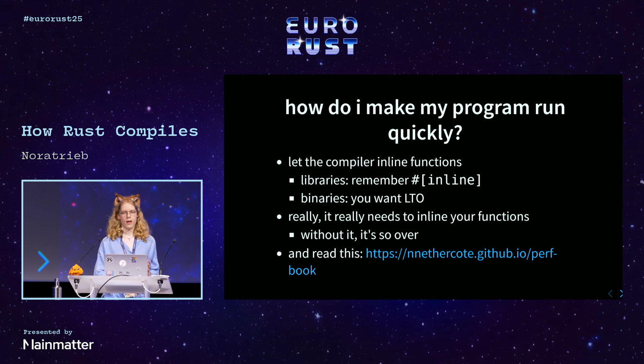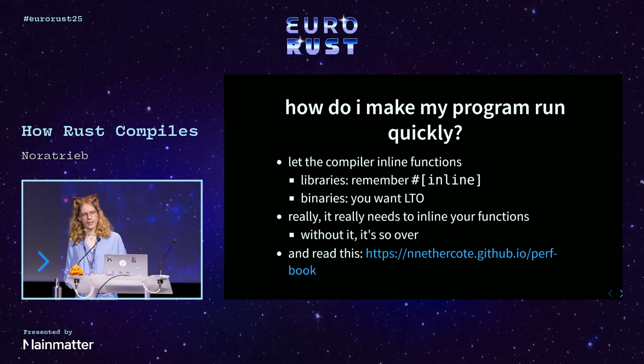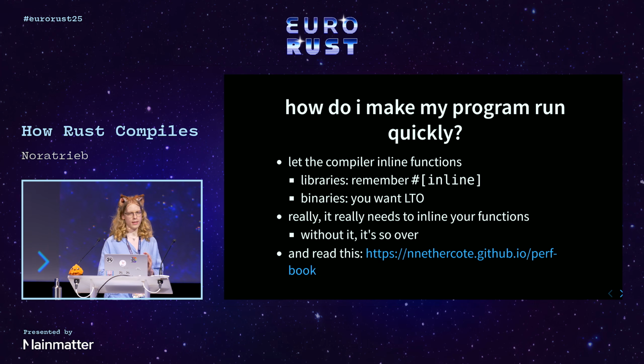So to summarize, how do you make your program run quickly? The most important thing is to let everything be inlined. Let the compiler inline your functions. It's not necessarily that everything needs to be inlined, but everything needs to be able to be considered for inlining as far as the optimizer goes.